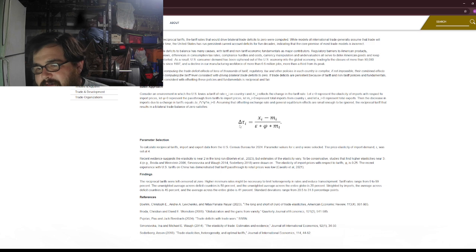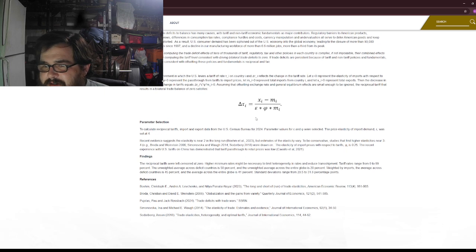T, our change in TI is equal to XI minus MI all over, I don't know what these Greek letters are, so we're going to call them E, P, and MI. So XI minus MI over E times P times MI. Looking at this, well, let's look down here. Up here, they've said XI is equal to total exports. They say it right here.